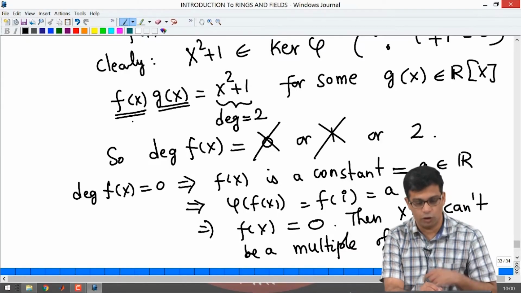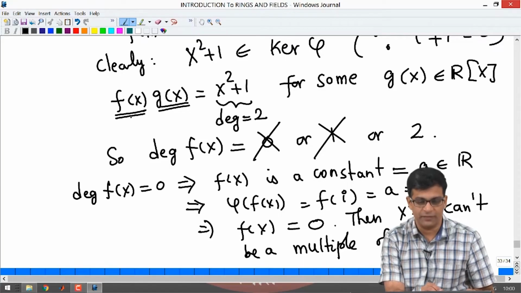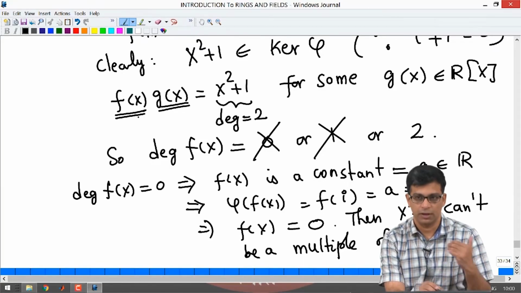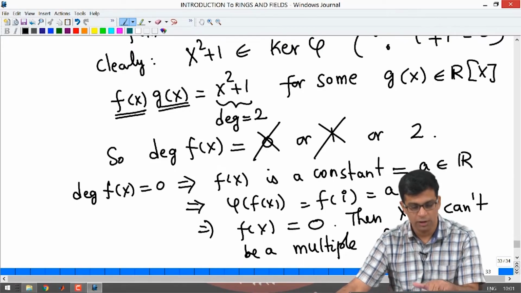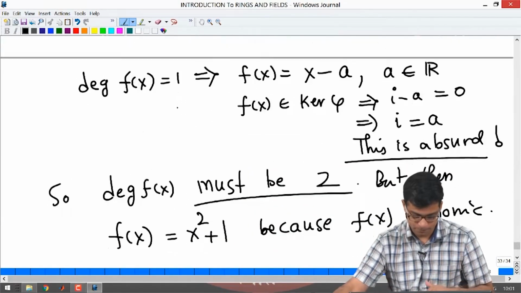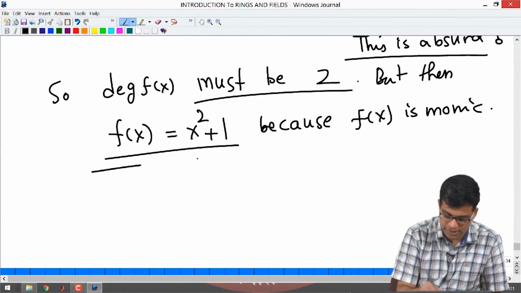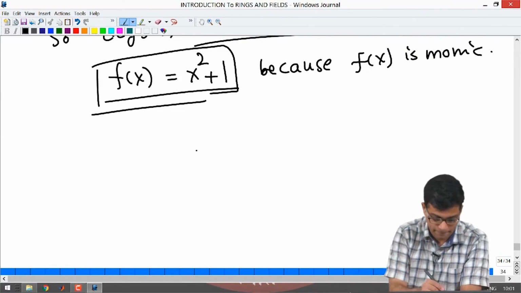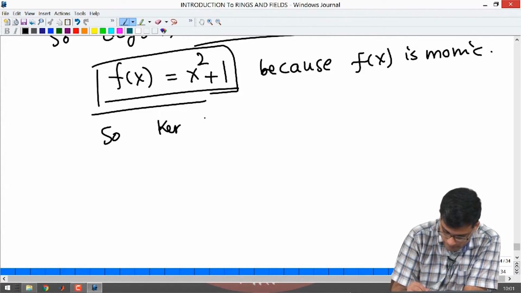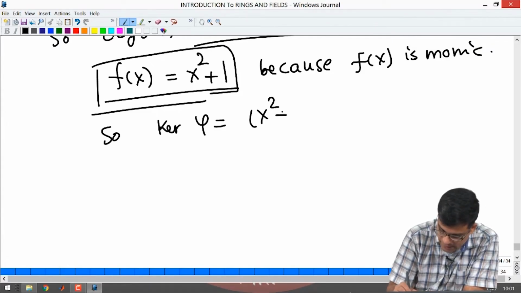So degree of f is 0 means degree of g is 2, degree of f is 1 means degree of g is 1, degree of f is 2 is what we just established, that means degree of g is 0, that means g is a constant, but f is a monic polynomial, x squared plus 1 is a monic polynomial, so g x must be 1. Okay. So f x is x squared plus 1, that means kernel of phi is precisely x squared plus 1.